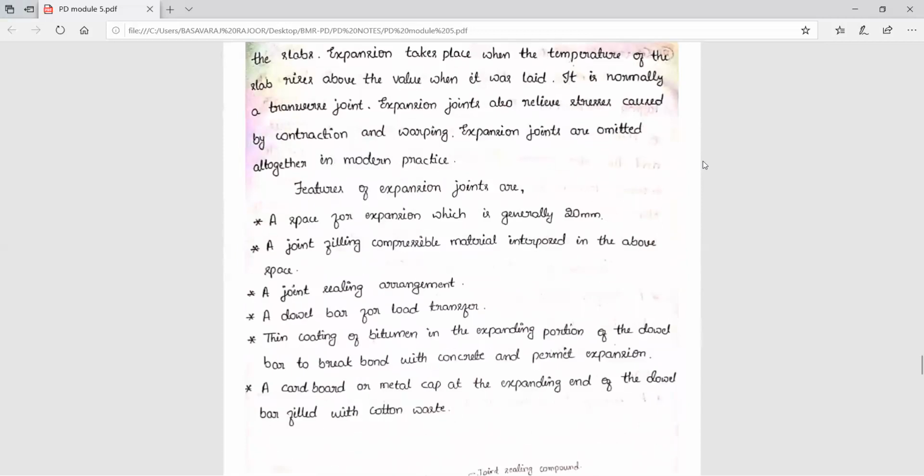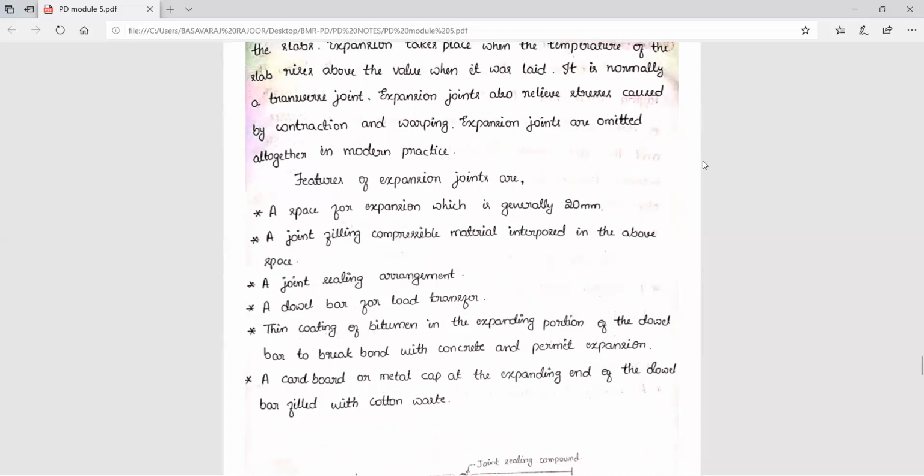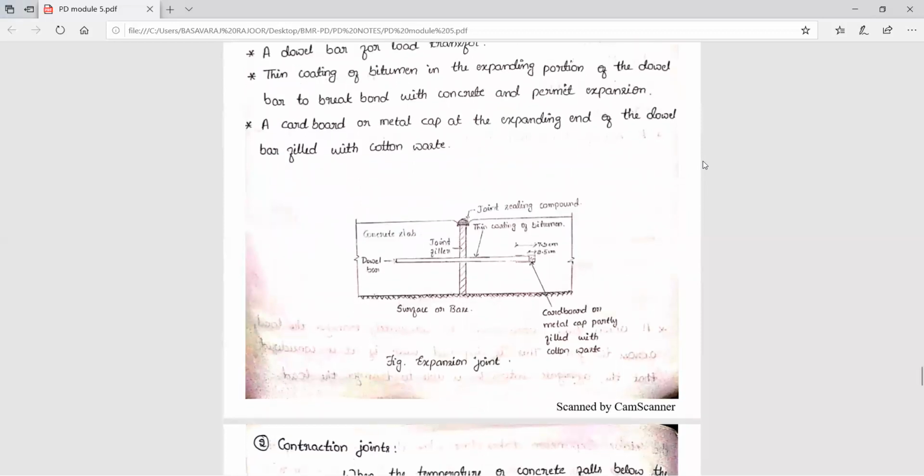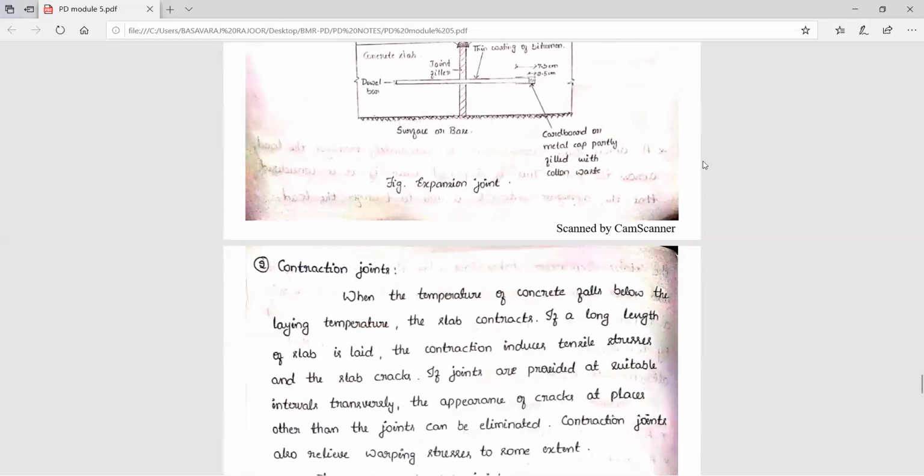The features of expansion joints are: there should be a space for expansion, which is generally 20 mm. A joint filler of compressible material is inserted in the above space. There should be a joint sealing arrangement, and a dowel bar for load transfer. A thin coating of bitumen on the expanding portion of the dowel bar breaks the bond with concrete and permits expansion. A cardboard or metal cap at the expanding end of the dowel bar is filled with cotton waste. Expansion joint is shown in the figure here.